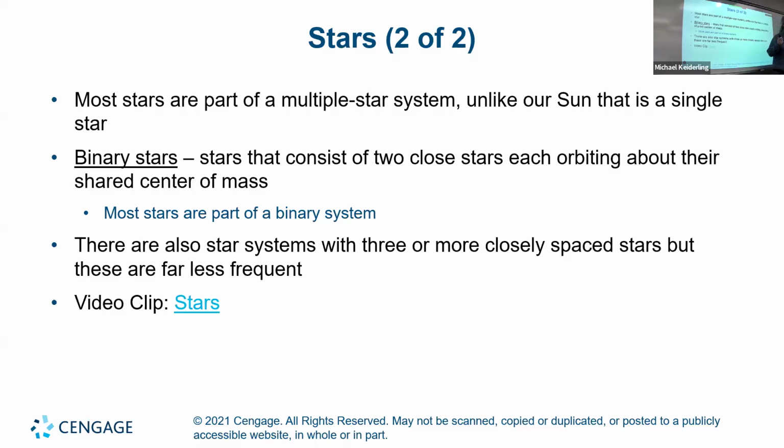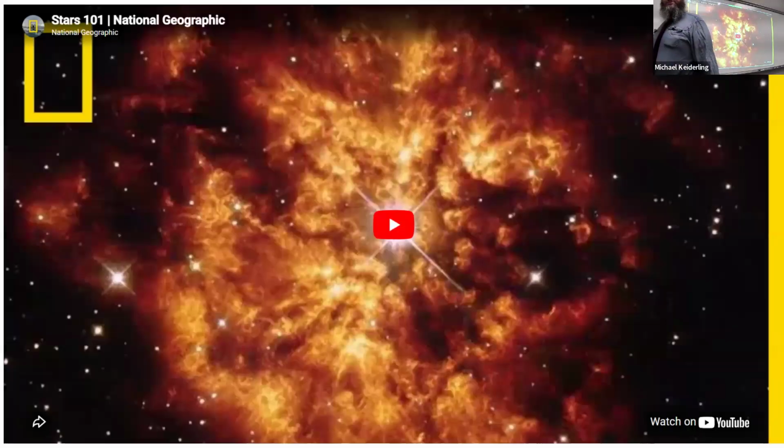And one of the nice things about the fact that most stars are in a binary system is we can use their orbits to figure out their masses. So here's a short video about stars.